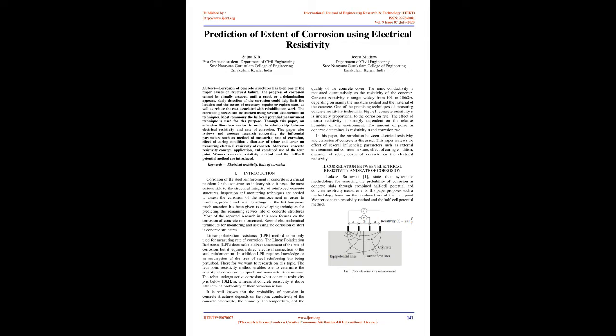In this paper, the correlation between electrical resistivity and corrosion of concrete is discussed. This paper reviews the effect of several influencing parameters such as external environment and concrete mixture, effect of curing condition, diameter of rebar, and cover of concrete on the electrical resistivity. 2. Correlation between electrical resistivity and rate of corrosion.